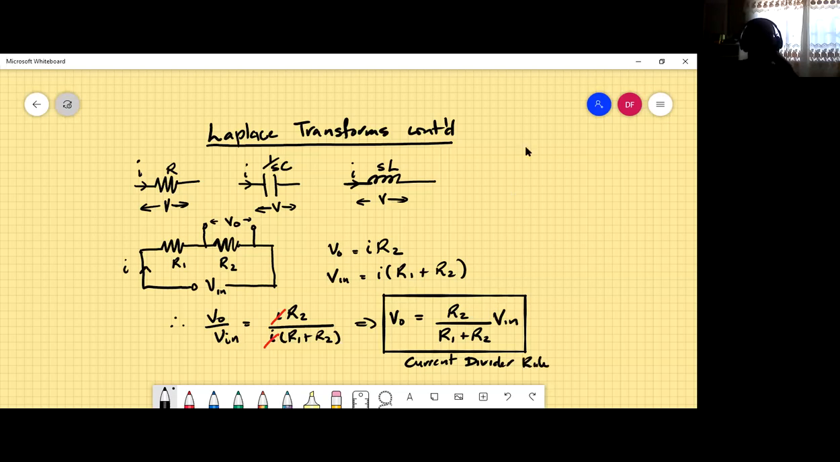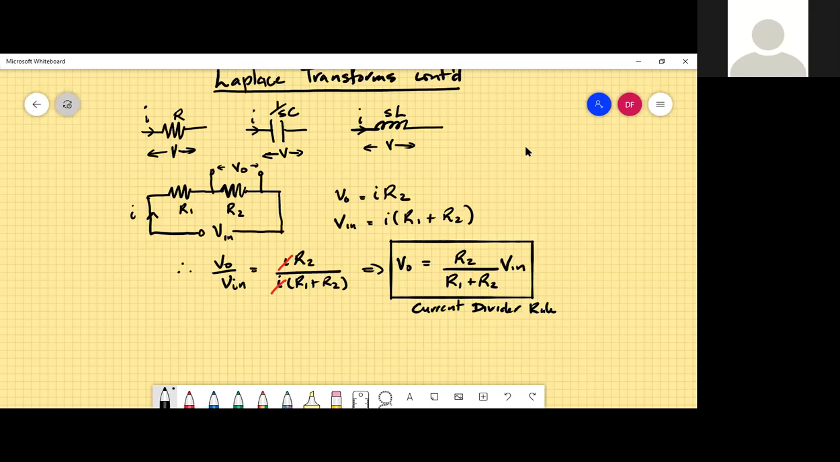So current or voltage divider rule? Voltage divider rule, sorry. I don't know why I'm saying current. All right.